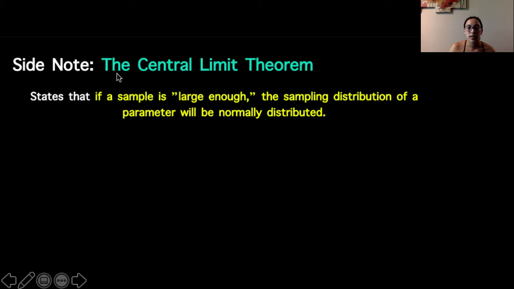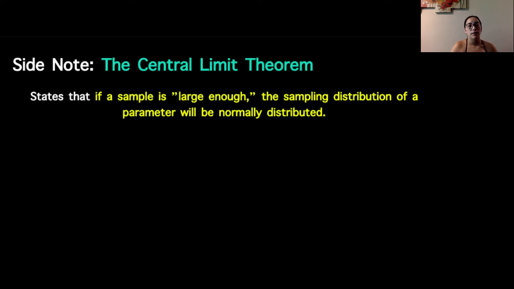As a side note, I wanted to talk about something called the central limit theorem. This states that if a sample is large enough, the sampling distribution of a parameter will be normally distributed. Remember that we reference parameter to population. So if our sample has enough people in it, or let's say we take a bunch of samples, and we plot all of those samples on a single distribution, the shape of those sample means plotted on that single distribution should be representative of our population.